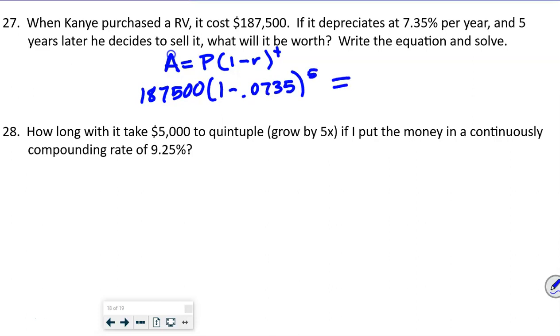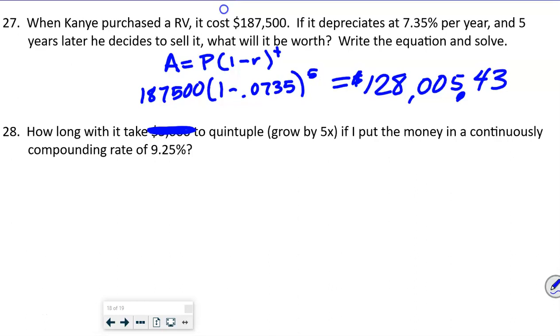And when you do that, you get, what did I get? 128,005.43. Sorry, 43. Okay. So now this one, we don't need to have that 5,000 in there. So if you see this on the test, you're not going to have a starting amount.